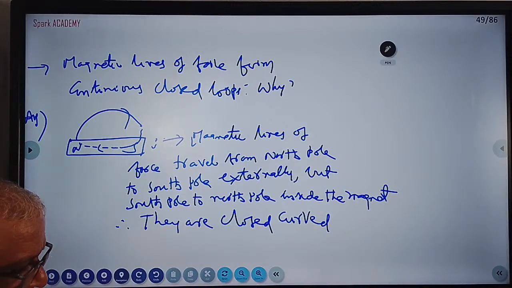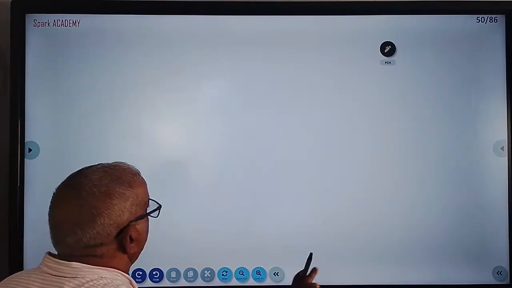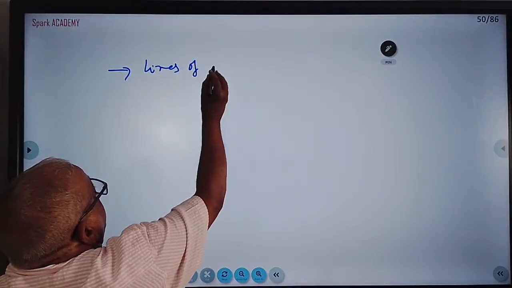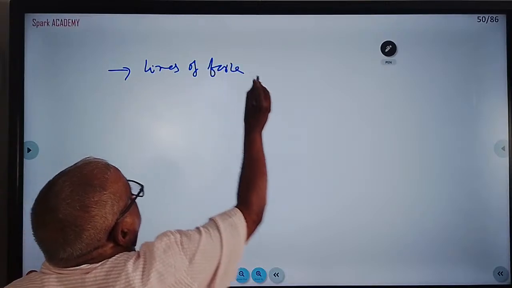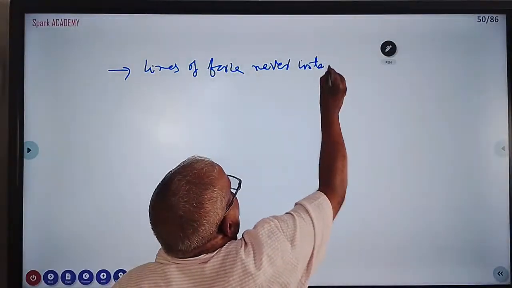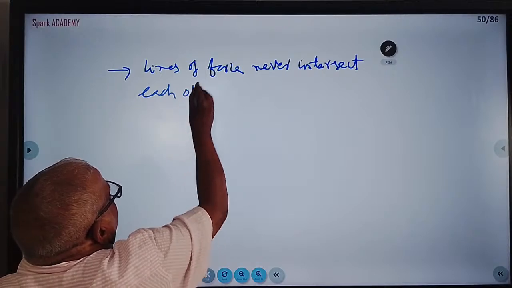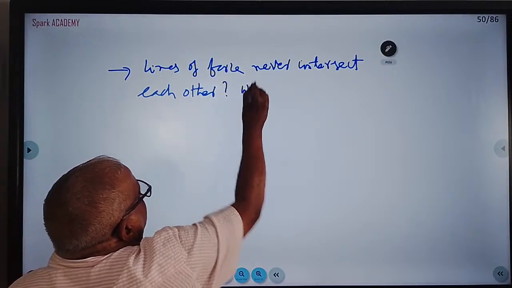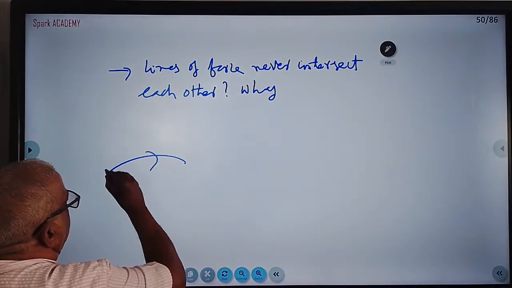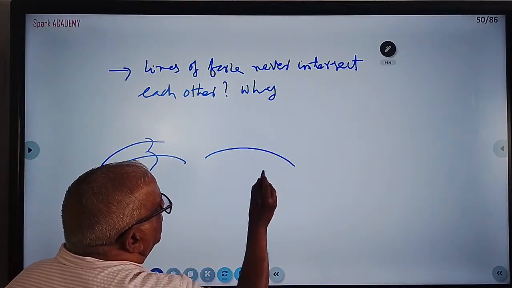This is one question. Lines of force will never intersect each other. That's what you are asking now. I'm telling you, lines of force will never intersect each other. Electric lines or magnetic lines of force never intersect each other. Why? Generally one line will be there, the other line will be like this. They never intersect. If they intersect, what will happen?